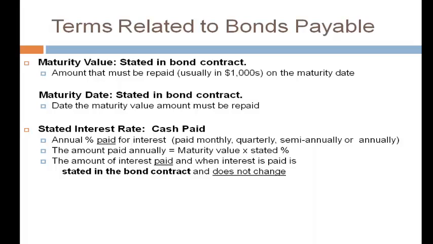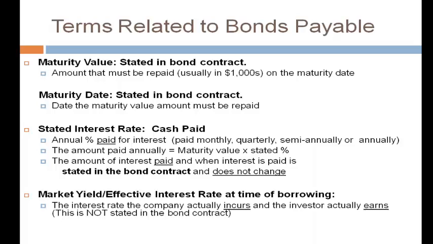The bond contract states an interest rate for cash paid for interest. This is referred to as the stated rate. The stated rate does not change. The dollar amount of interest paid is computed as the maturity value multiplied by the stated annual rate divided by the number of payments made each year. Payment dates are stated in the bond contract.